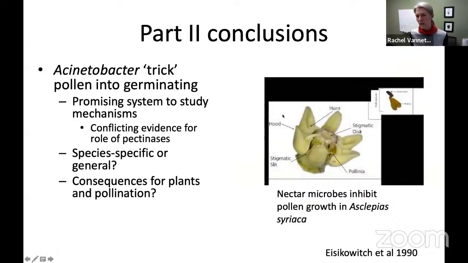We also are quite interested in the consequences of this microbial effect on pollen for plants and pollination. For most plant species, pollen that gets into nectar is probably lost from the plant reproductive tract, except in some plant species. For example, Asclepias syriaca receives a pollinium, or a packet of pollen, that germinates in its nectar and then goes on to fertilize the plant. So in some cases, microbes in nectar may actually affect plant reproduction through this route.